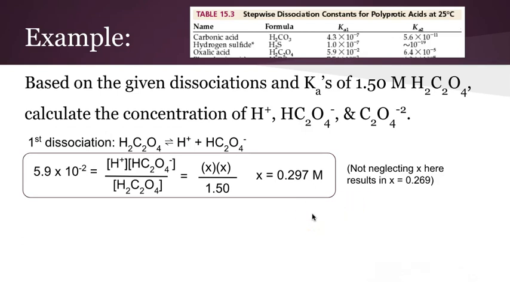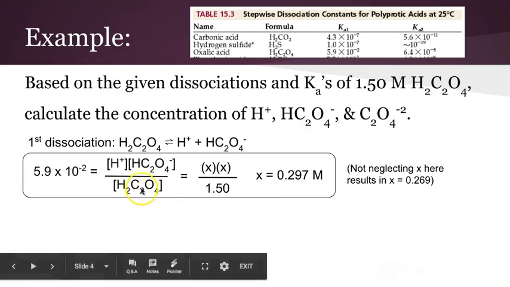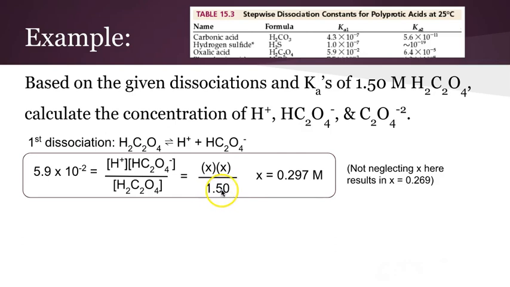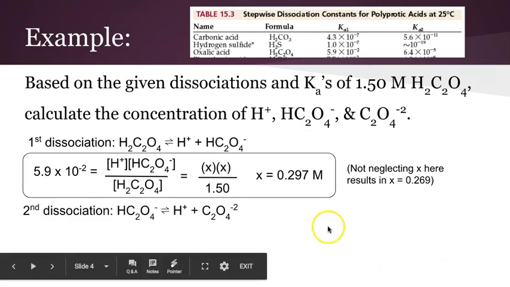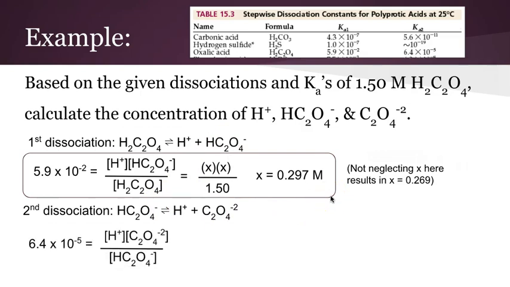So now we know that x, which is the H plus concentration for that first dissociation, and the HC2O4- concentration, is 0.3 essentially. So the H2C2O4 concentration has decreased by 0.3. It's no longer 1.5, it's actually 1.2. Now let's write our second dissociation. Here's our second dissociation, which starts with the product from the first one and then breaks off one more H plus. Now we can write our K expression. Notice the only change is the species that we have in there, because we have a slightly different equation.